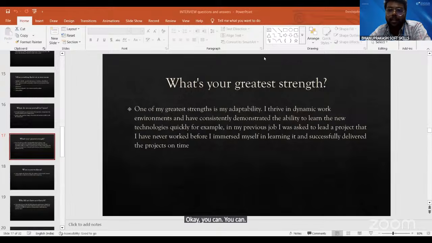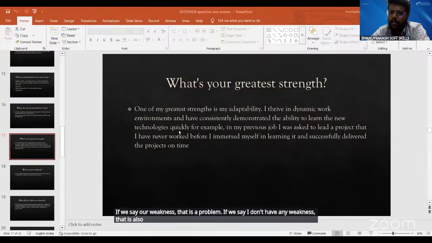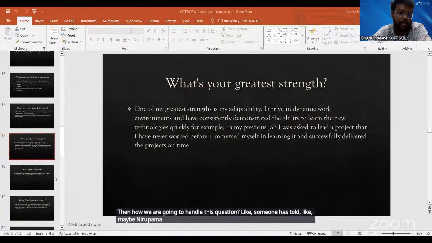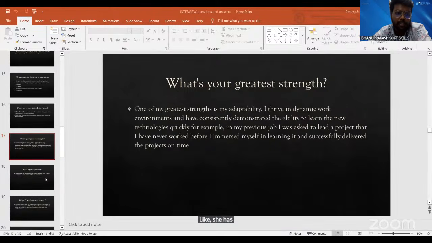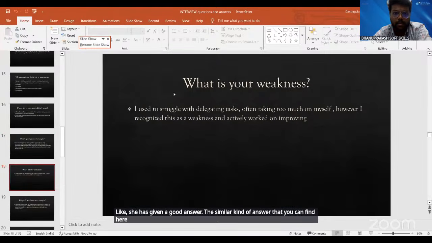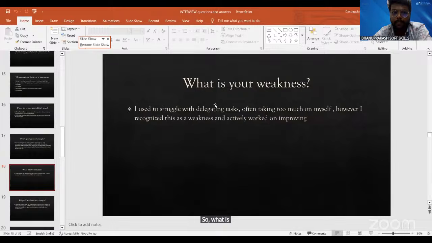No issues. Normally, if we say our weakness, that is a problem. If we say I don't have any weakness, that is also a problem. Then how are we going to handle this question? Maybe Nirupama has given a good answer. The similar kind of answer that you can find here. So what is your weakness?